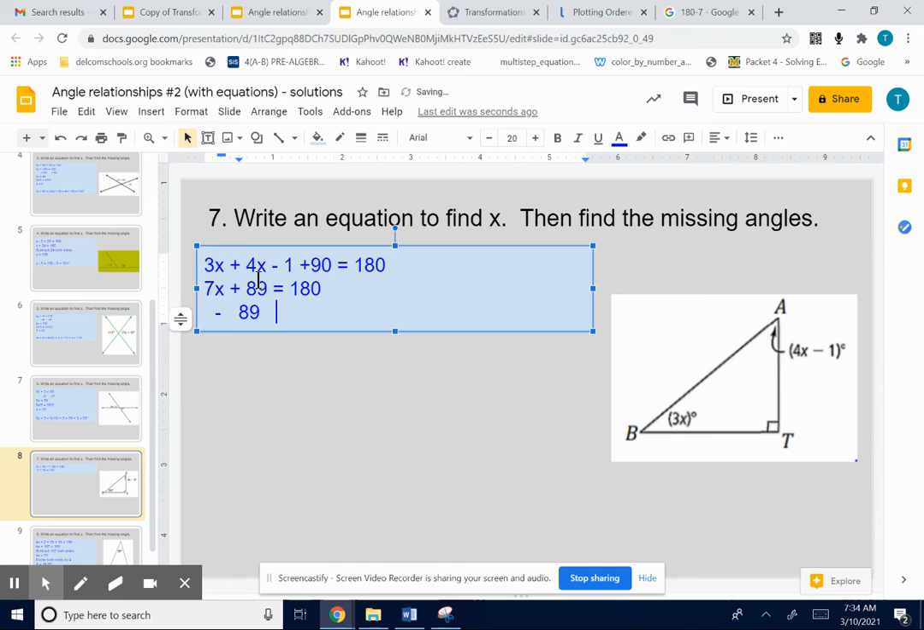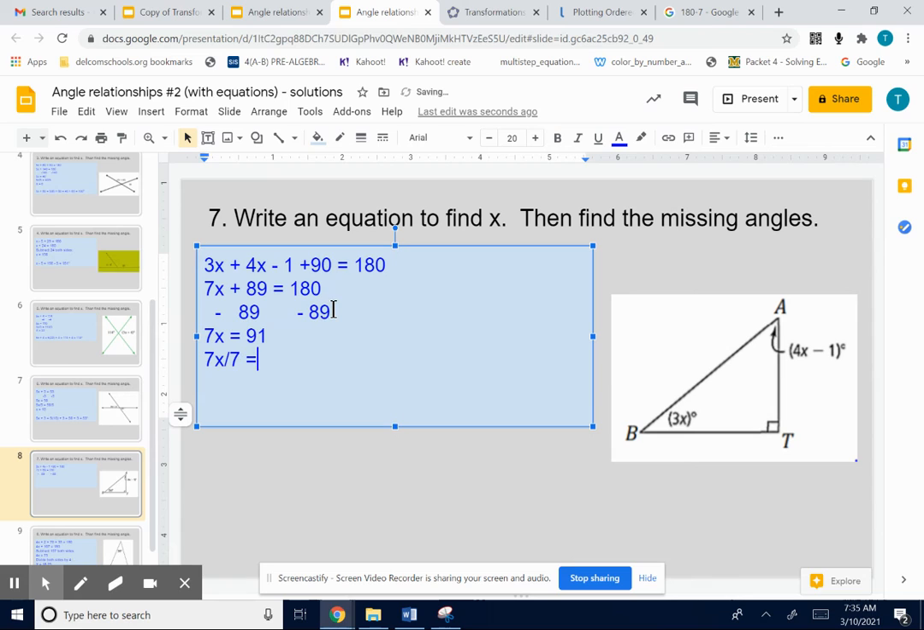So we need to subtract 89 from both sides. 180 minus 89 is 91. So we have 7x equals 91. We're going to divide each side by 7 to get the x alone. And 91 divided by 7 is 13.